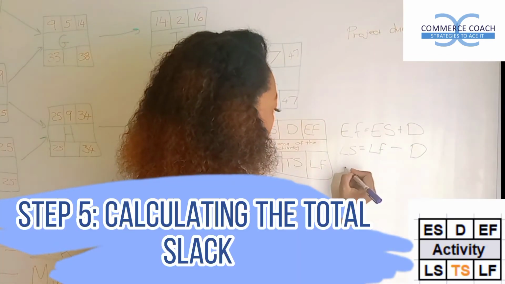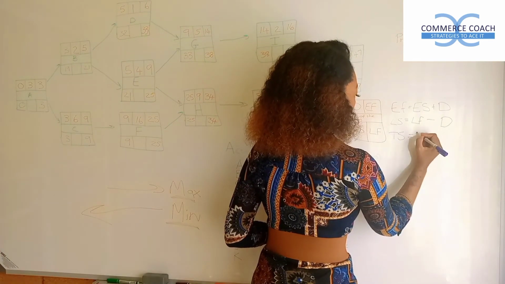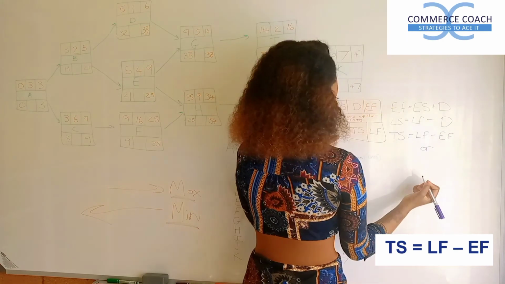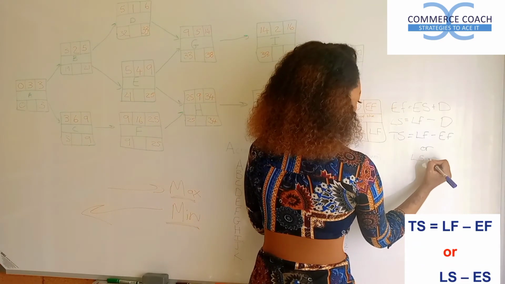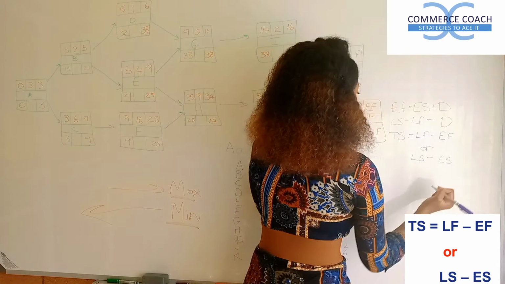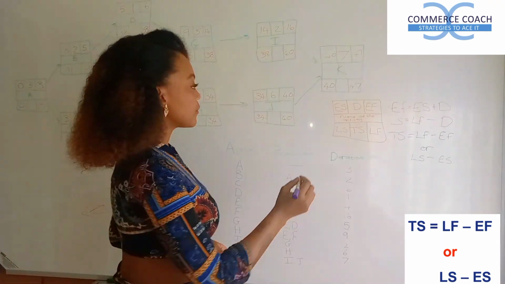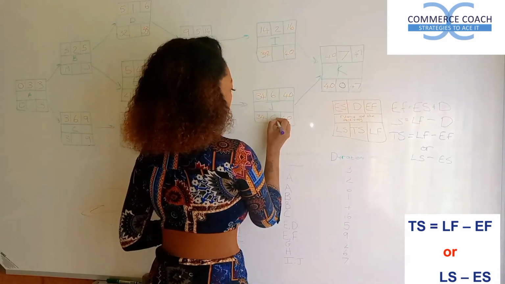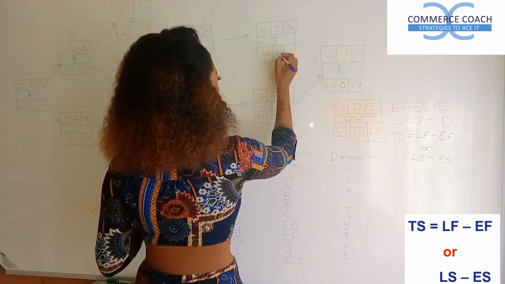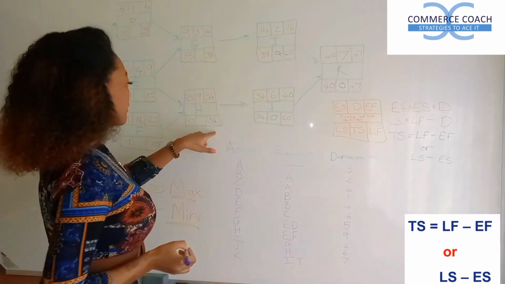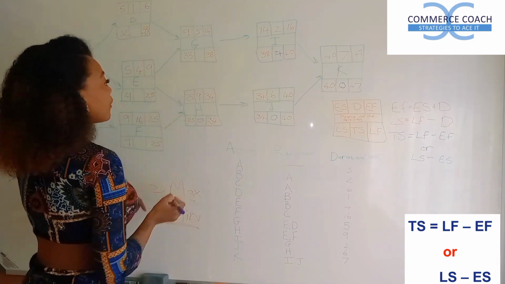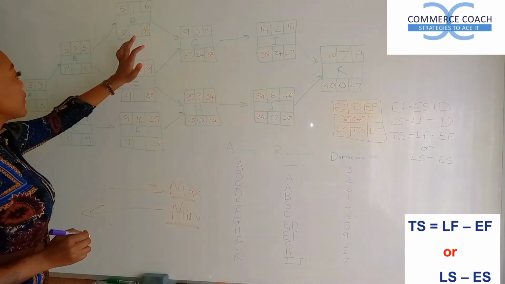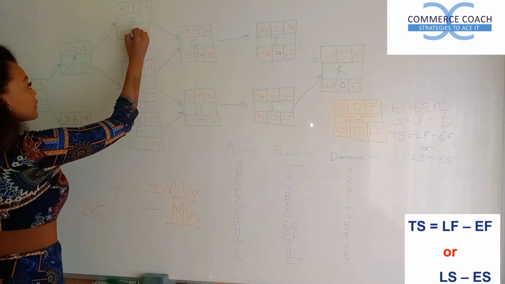The total slack equals our late finish minus the early finish, or the late starts minus the early starts. So we are going to say 47 minus 47 equals 0. 40 minus 40 equals 0. 40 minus 16 equals 24. 34 minus 34 equals 0. 38 minus 5 equals 24. And then 33 minus 6 equals 27.